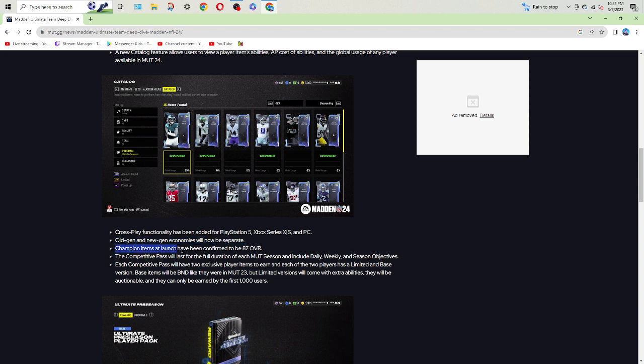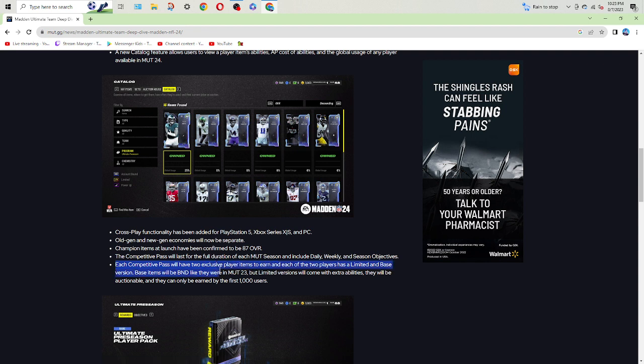Okay. Champion items at launch have been confirmed to be 87 overalls, so it's going to be like 84, so we would need that. The competitive pass will last for the full duration of each MUT season and include daily, weekly, and season objectives. Each competitive pass will have 2 exclusive player items to earn, and each of the 2 players has a limited and base version. Base items will be BND like they were in MUT 23, but limited versions will come with extra abilities, they will be auctionable, and they can only be earned by the first 1,000 users. So, back in Madden 23, the competitive pass players would be not auctionable, numbered, and whatever number you had, maybe you had the first one, and that was what people wanted, the first.